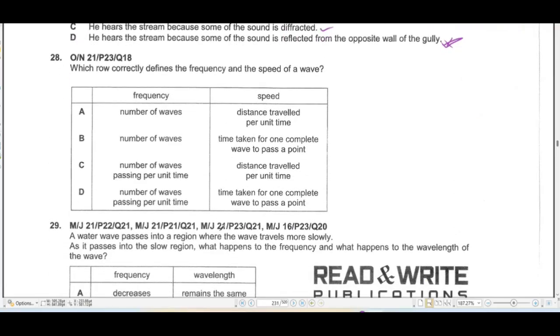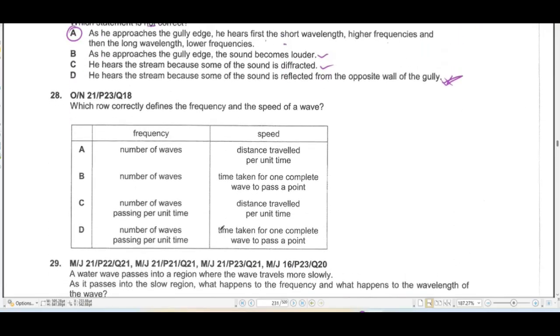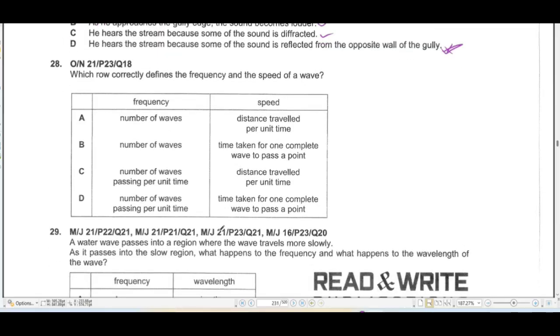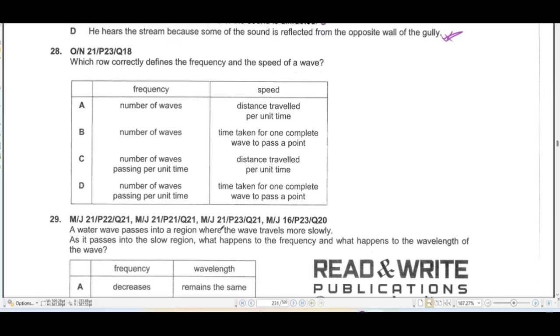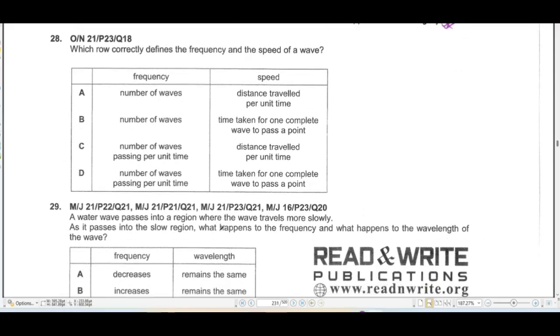Question number 28. Sometimes elimination is the best technique. You knew that B, C and D are correct, so A is going to be not correct. And whatever it's saying is totally confusing.